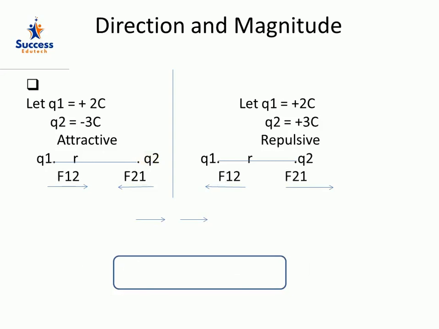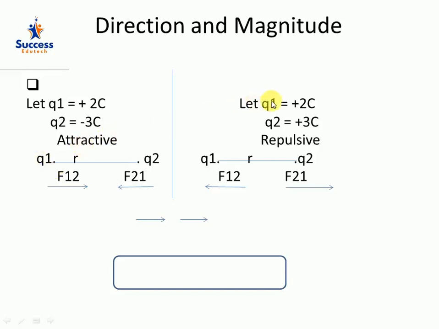Now see here, the force on Q2 by Q1 will be in this direction, and the force on Q1 due to Q2 will be F21, from this point to this point, that is in this direction. So F12 will act along this line in this direction, and F21 will act along this line in this direction. This force is attractive.